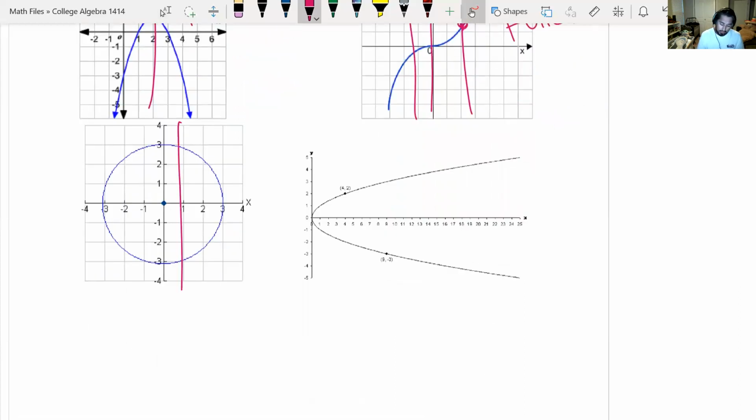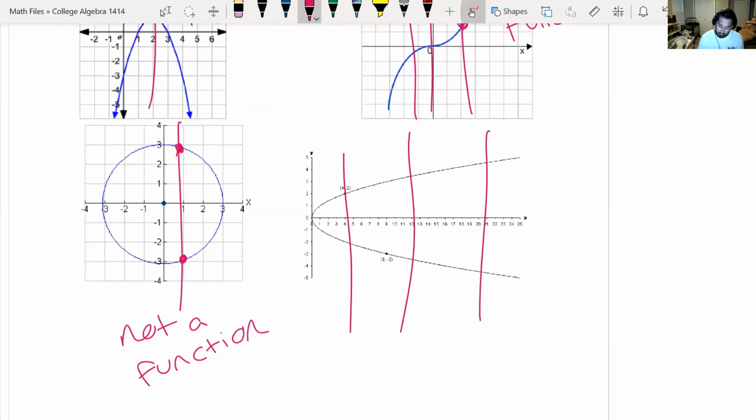Then we look at the graph of a circle. We draw a vertical line through the circle, and we notice that we intersect twice, which means the circle is not a function. And then we have the graph of a horizontal parabola. No matter where you draw a vertical line through it, you will always intersect twice. So this as well is not a function. Okay, that's it. That's the vertical line test.